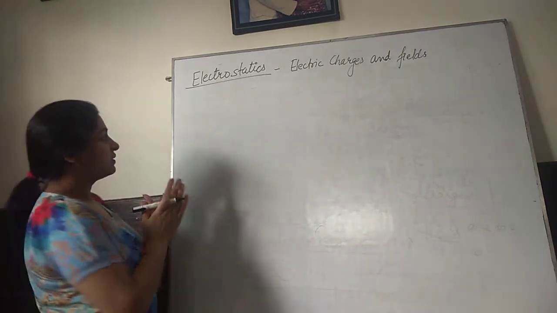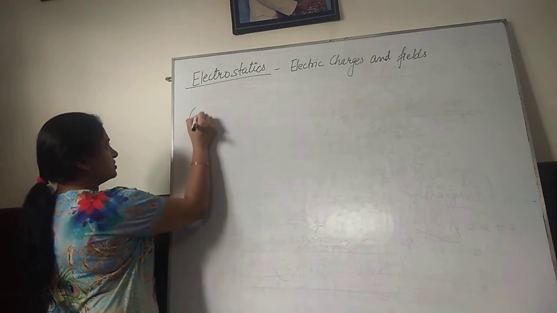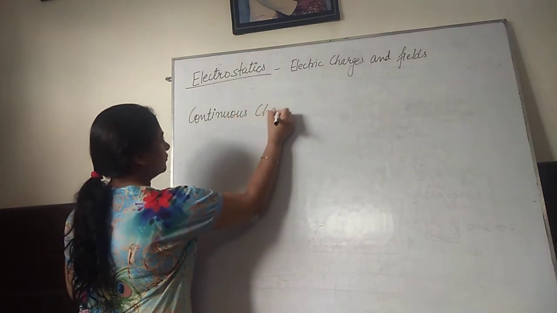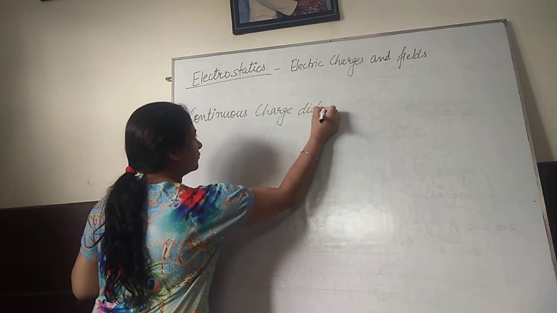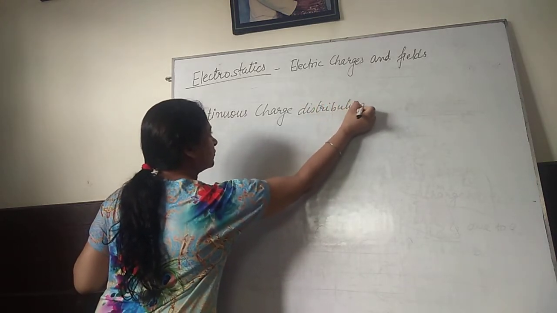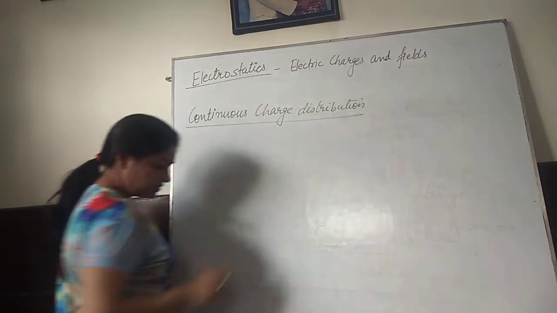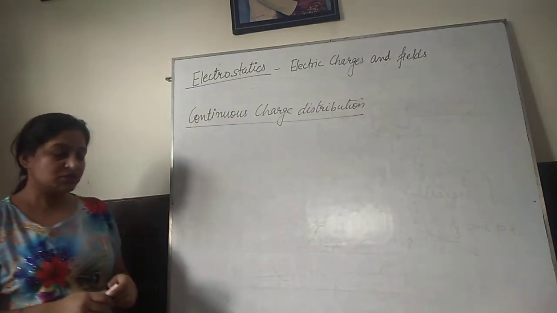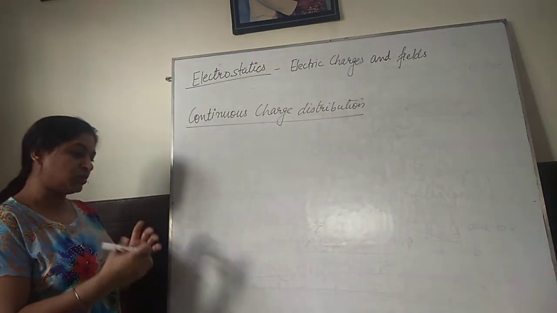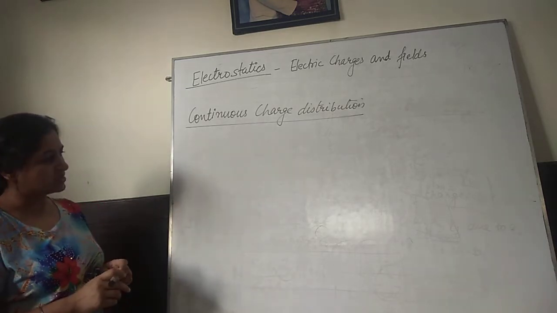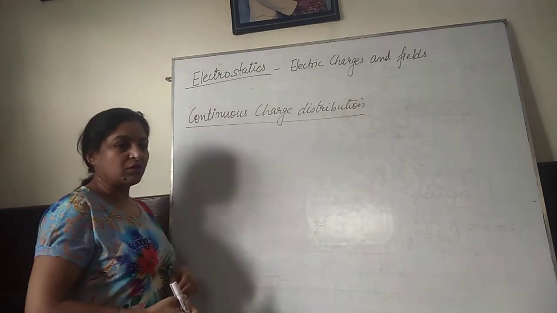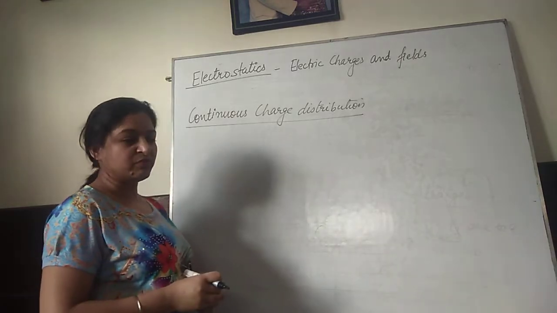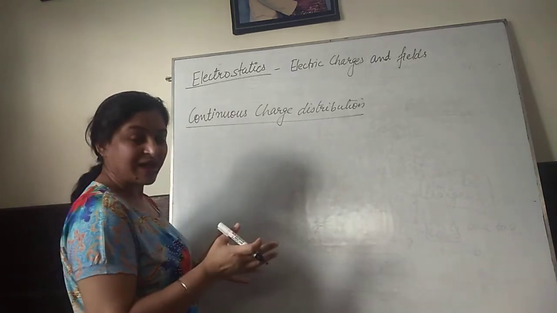Now the next topic is we are going to start with continuous charge distributions. As the name suggests, here we are not talking about points, we are discussing continuous charge distributions. Here the charge is distributed on some symmetrical objects. We will consider maybe a rod, or maybe some sheet, or some volume, and the charge is continuously distributed. We cannot consider that distribution as a point.